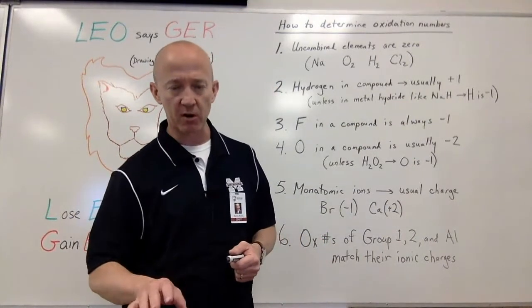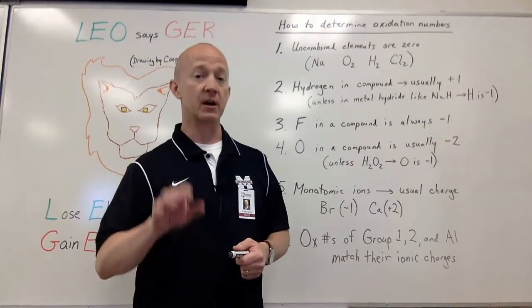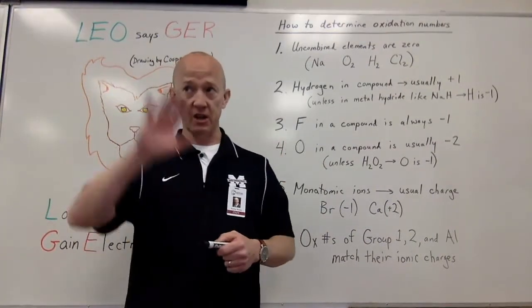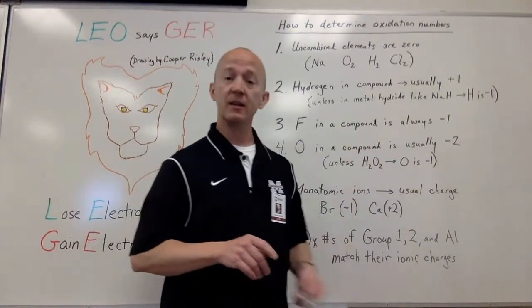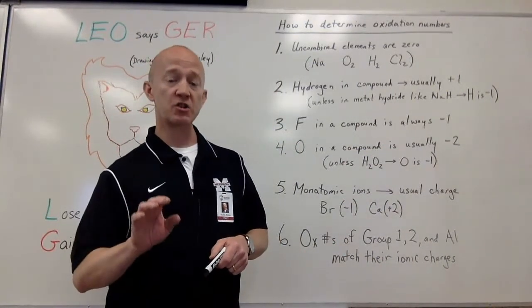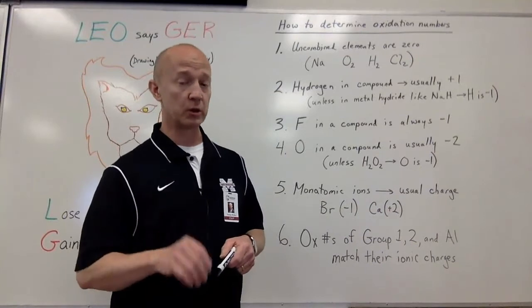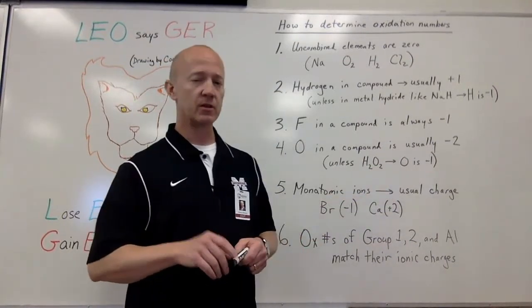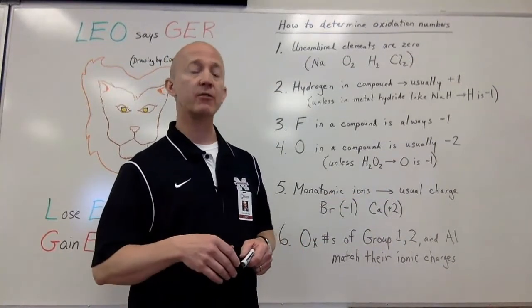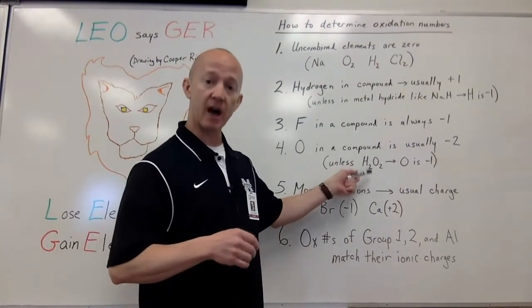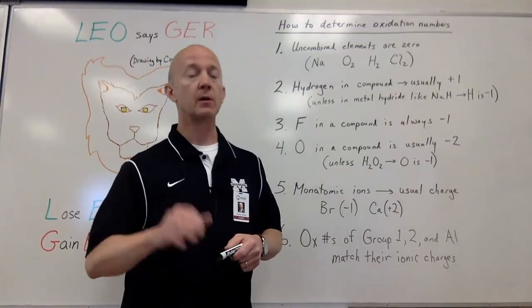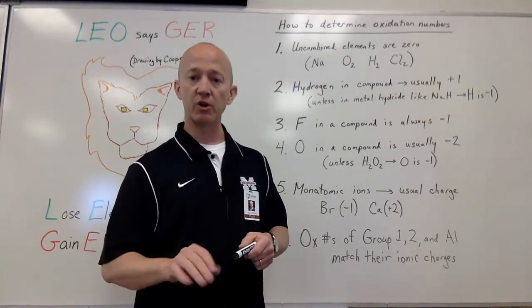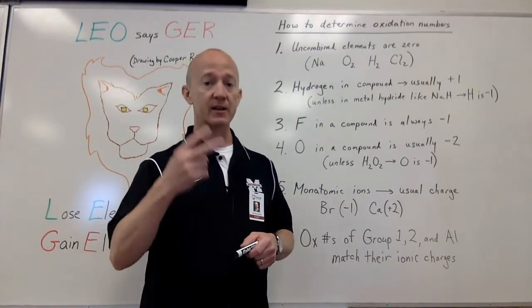But for the most part, you're going to see hydrogen as a +1. Fluorine, the king of all electronegative elements, if it's in a compound, is going to be -1. When oxygen's in a compound, it's usually -2. The only time it's not is when you have a peroxide situation, like hydrogen peroxide. In that case, oxygen is -1. But again, for the most part, you're going to find that oxygen is a -2.